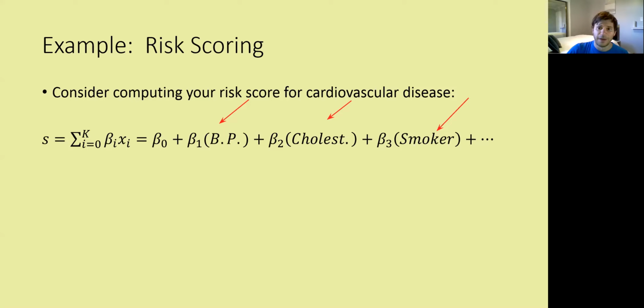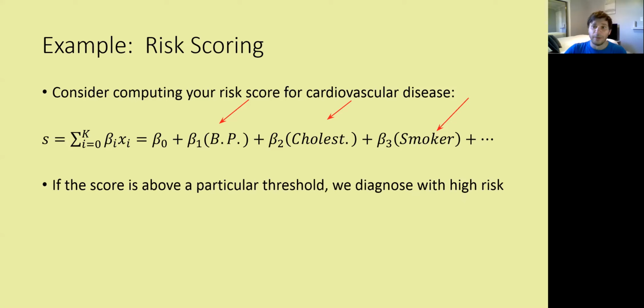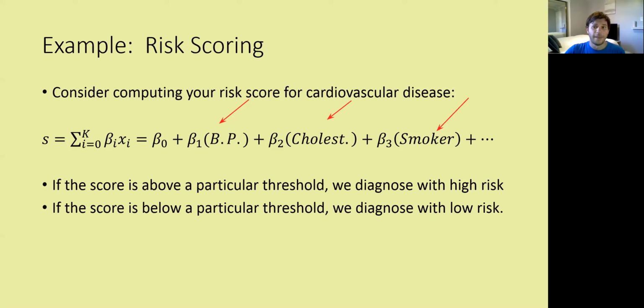And the idea would be the following. If your risk score is high enough, if it's above some threshold, and that threshold the doctors would have to define, what is a sufficiently high risk score to put you in a high risk category, they would diagnose you as high risk. And if you were below that threshold, then they would diagnose you as low risk. So that threshold here would be S bar. That is a user specified threshold.